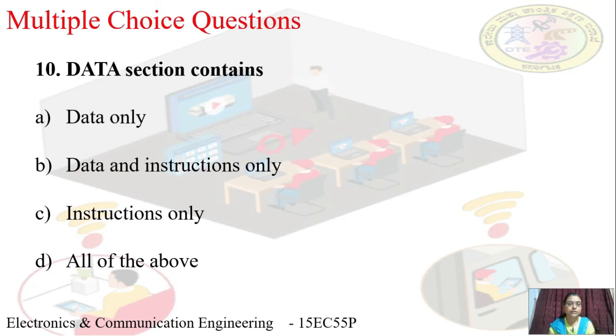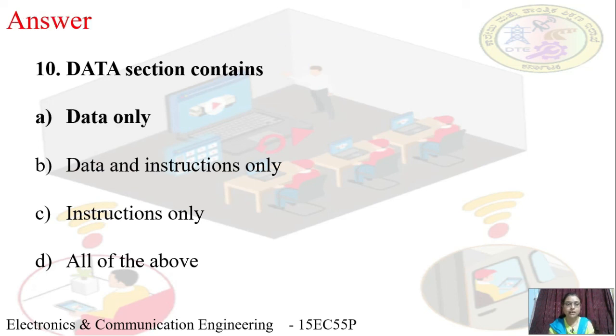Right. So the 10th one is, data section contains. So the data section which is defined in the area contains, the first option is data only. Second is data and instructions only. Third one is instructions only. Fourth one is all of the above. So as I said, we have two area sections, one for code and one for data. In the code section we write only code. In the data section we write only data. So hence the option is A, data only.